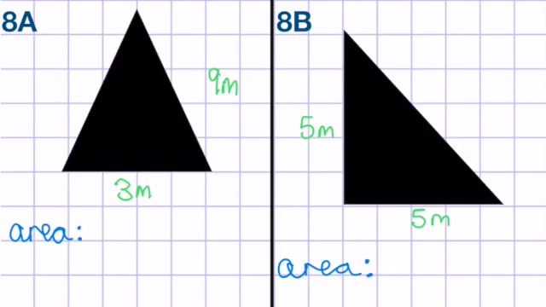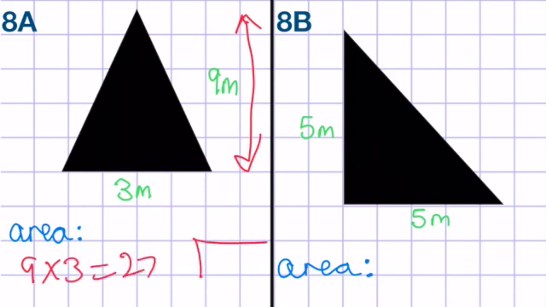Okay, you're going to find the area of each triangle. Press pause, then we'll do it together. Right, for the area of the triangle, you multiply the height by the base, and then you divide by 2. So it's going to be 9 times 3, which is 27. Now 27 divided by 2, it's an odd number, so we're going to have to give our answer as a decimal. So 27 divided by 2.